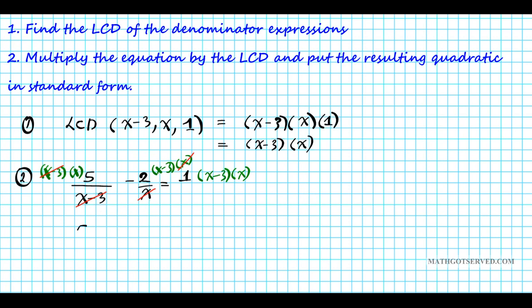5 times x is 5x minus, now we're just going to distribute this 2 to the x and then negative 3. Don't forget you have a minus here and a minus here, so you have to be really careful when distributing negative numbers. So we have minus 2x plus 6. It's very easy to make a mistake here. And then over here, we just distribute the x to the 3 and the x. Don't bother with the 1. It is a multiplicative identity, so it doesn't change anything when you multiply 1 by it. So we have x squared minus 3x.